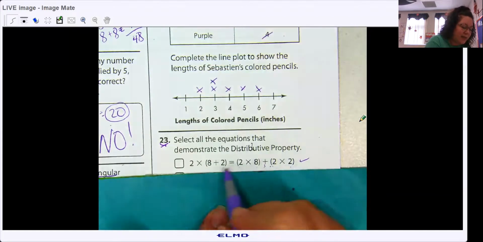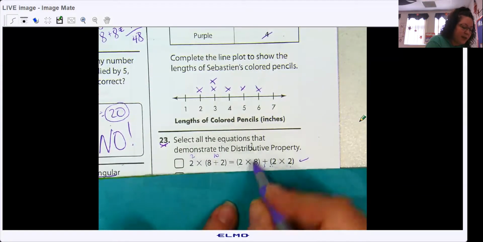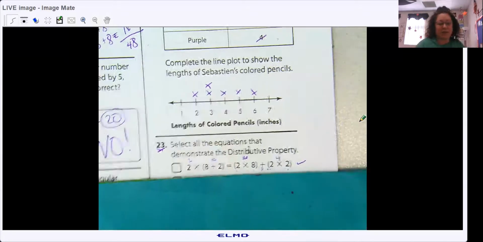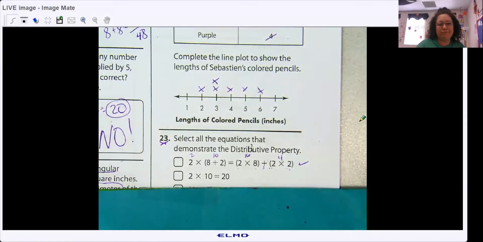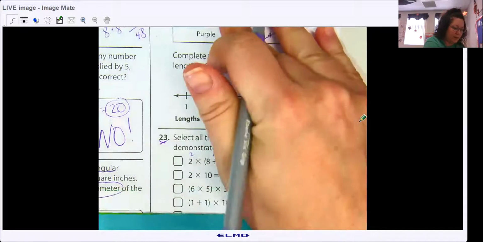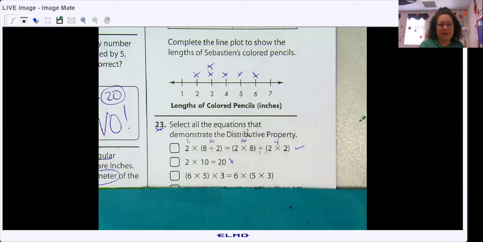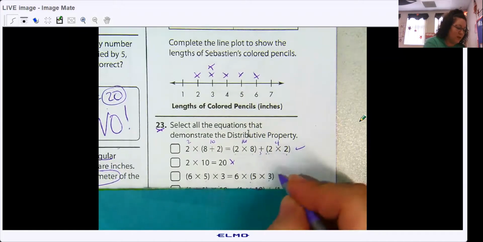And I can check it because 8 plus 2 is 10. 10 times 2 is 20. So that would be 16. And 16 plus 4 is also 20. Is that the distributive property? Nope, it's just a straight up multiplication problem. What about that one? Remember what this one is called? The associative. Just the parentheses change spots. So that's a no.